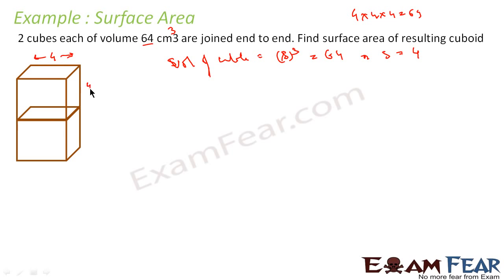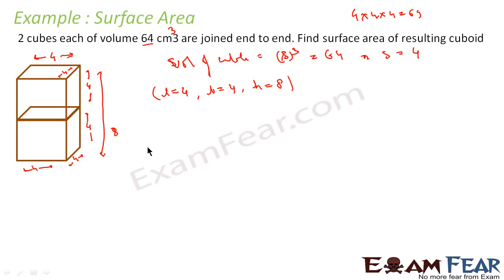This length is 4, and this length is 4 in this cube. Similarly, in the other cube, this length is 4, this length is 4, and this length is 4. Now if we view the two cubes together, this is a cuboid where this length is total 8, this is 4, and this is 4. Correct? So length is equal to 4, breadth is equal to 4, and height is equal to 8. So the new cuboid we got is 4, 4, and 8.